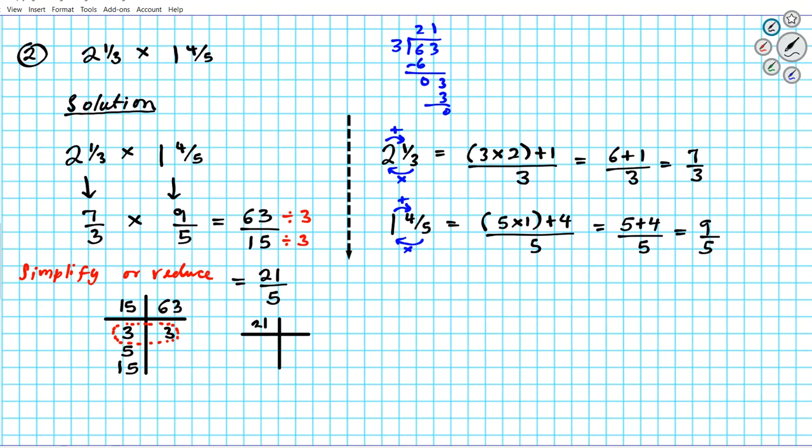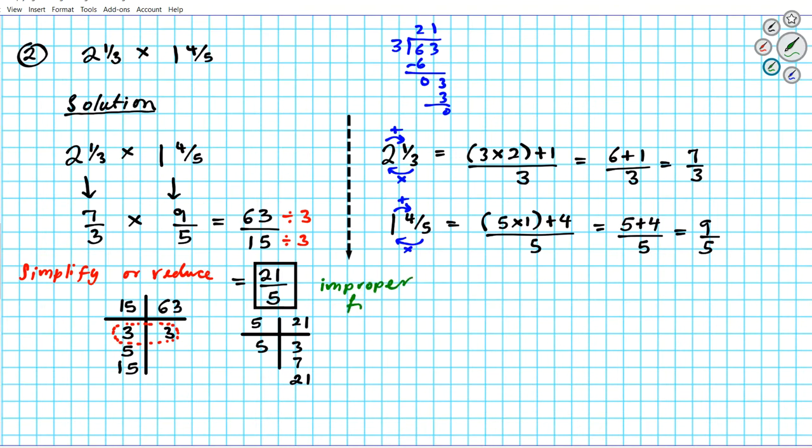You do the small one first. So 5 and 21. What are the factors of 5? Just 5. What are the factors of 21? 3, 7. We can stop at 7, right? So there are no common factors for these two numbers. So that tells you that 21 over 5 is the simplest form. 21 over 5 is our answer in the improper fraction form.